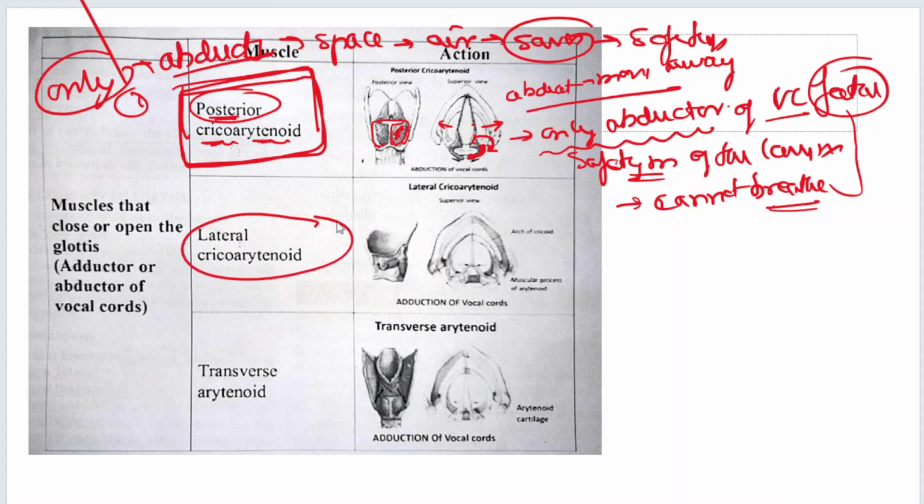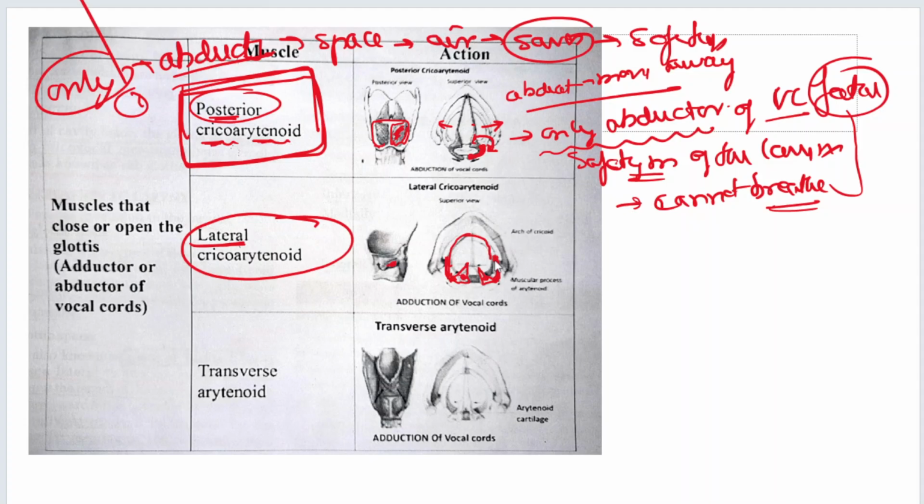Now coming to the second muscle, that is the lateral cricoarytenoid. Lateral. It is present laterally. Okay. This you can see. This is the cricoid cartilage superior border. So this muscle is coming right here. This is present laterally, and it is connecting the cricoid cartilage to the muscular process of the arytenoid. This is the arytenoid. This is the muscular process. This is the vocal process. This is the body of the arytenoid. So it's connecting the cricoid cartilage with the arytenoid cartilage.